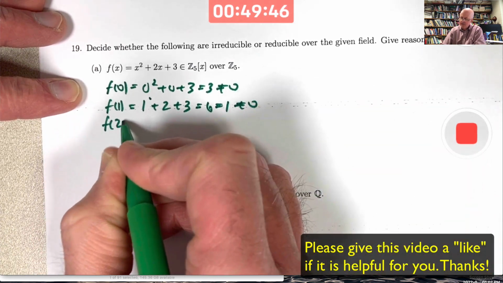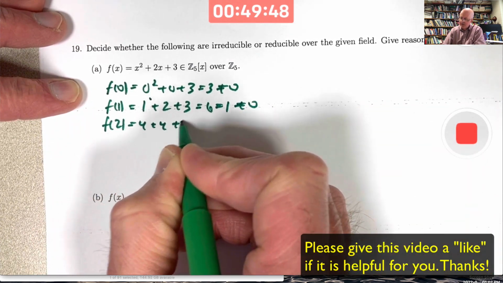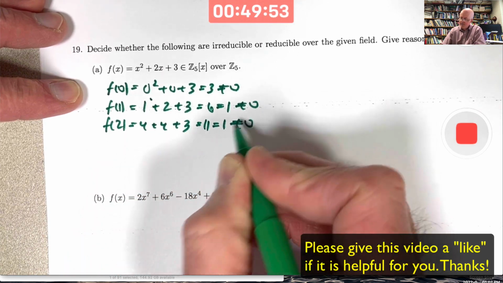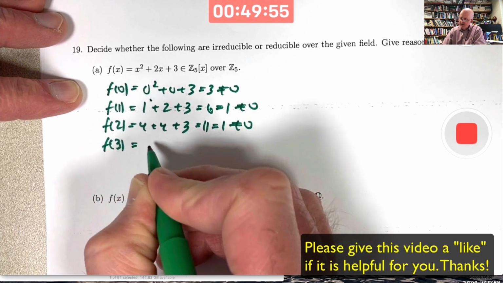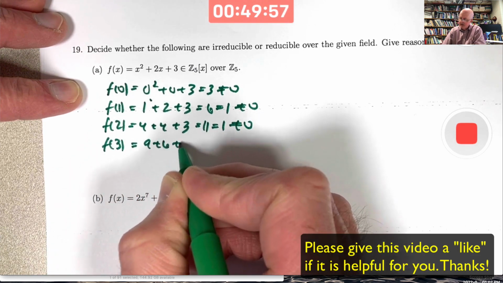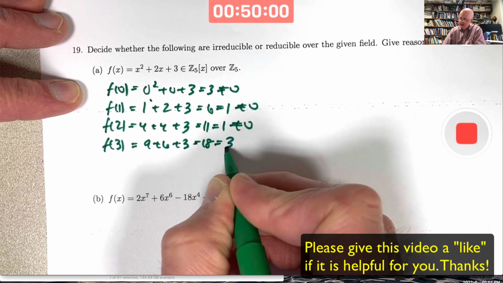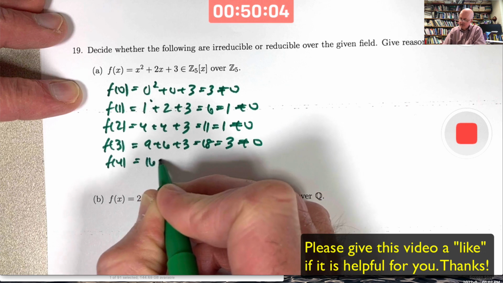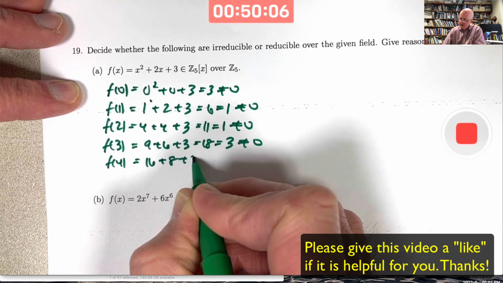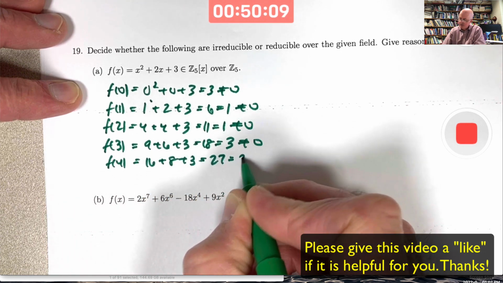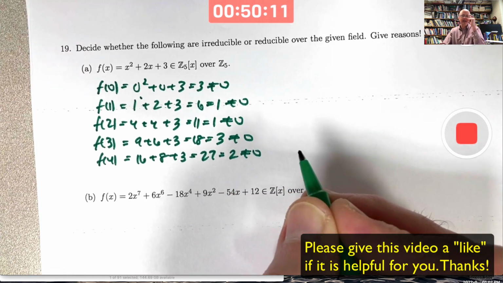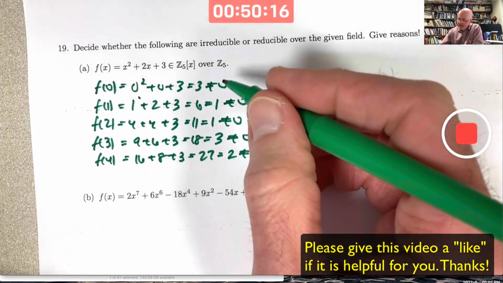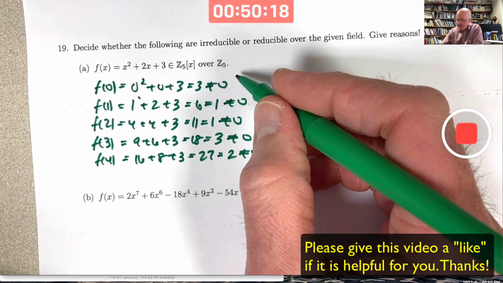F of 2 is 4 plus 4 plus 3, which is 11, mod 5 is 1, non-zero. F of 3 is 9 plus 6 plus 3 is 18. Mod 5 is 3, non-zero. And f of 4 is 16 plus 8 plus 3 is 27. Mod 5 is 2, non-zero. So since these are all non-zero, it means this polynomial has no roots in Z5.